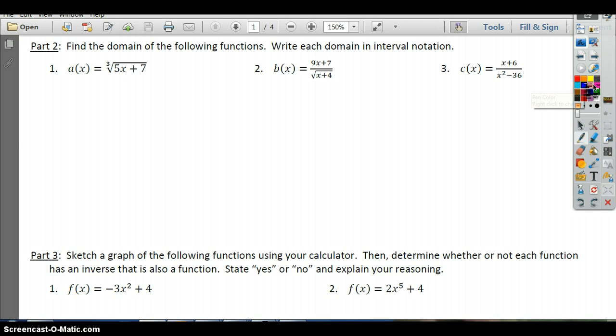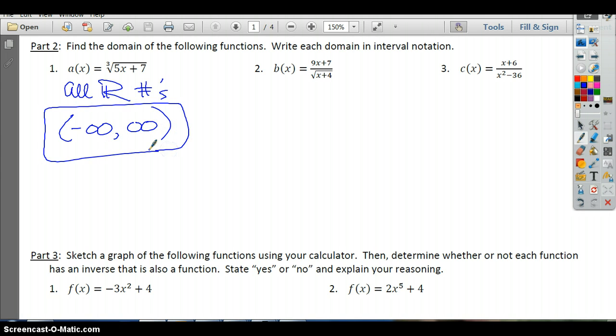With your next set of problems, we're talking about domain again. We're going to write the domain of each function. Write each domain in interval notation. Now, this is a cube root. You can take cube roots of negatives, you can take cube roots of positives, and you can take cube roots of 0. So this is all real numbers. Okay? And in interval notation, we would say from negative infinity, with a parenthesis there, to positive infinity. There's your domain in interval notation.